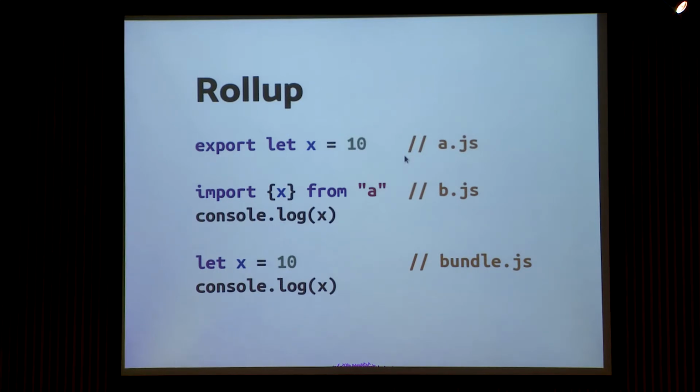The first one exports a single binding, and the second one imports it and then uses it. And if you run Rollup over these two, you just get the binding defined and the use of it without any trace of different scopes or different import-export mechanisms. It's all gone.